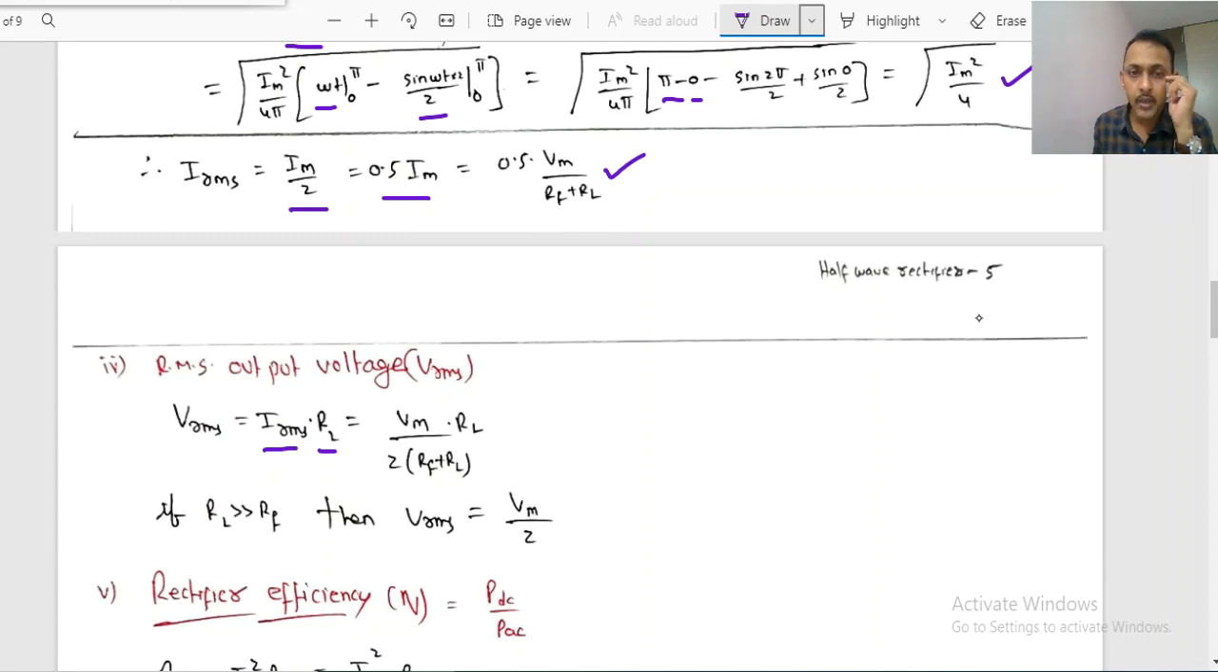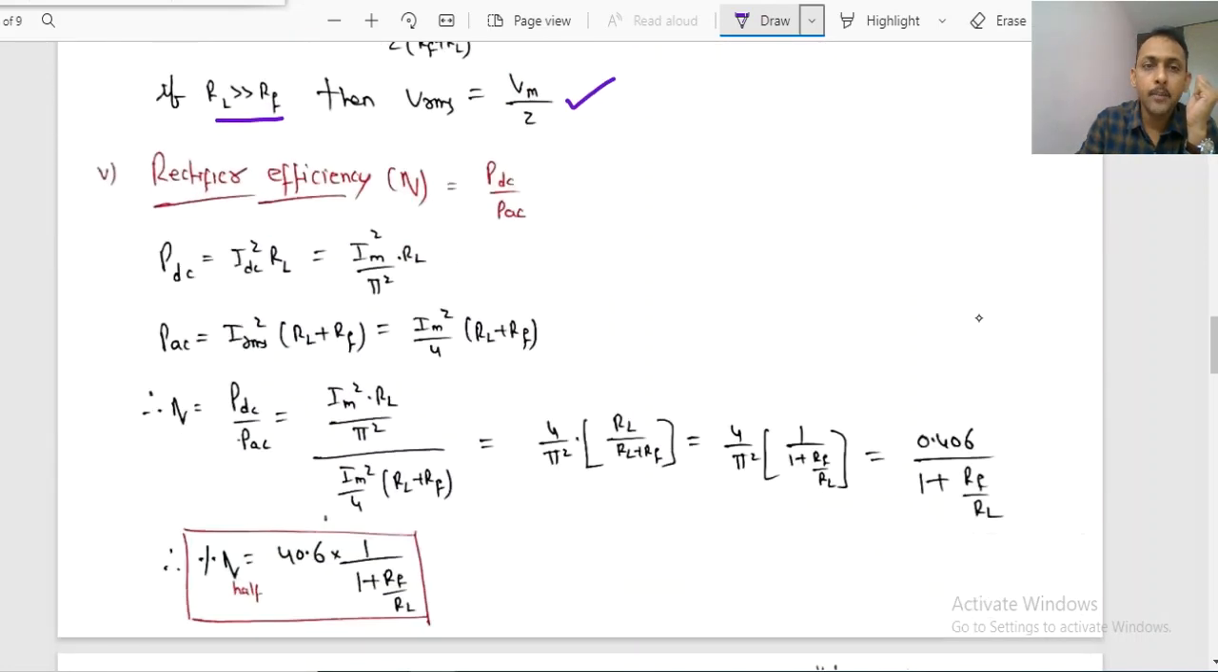So here Vm by 2 bracket of Rf plus RL into RL. Again, if RL, the load resistance, is very high compared to the forward resistance, now our RMS value will be equal to Vm by 2. Clear? So four important parameters we have calculated: IDC, VDC, IRMS and VRMS for the half wave rectifier.